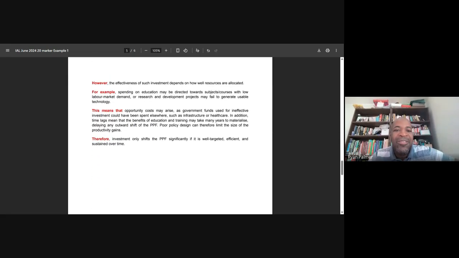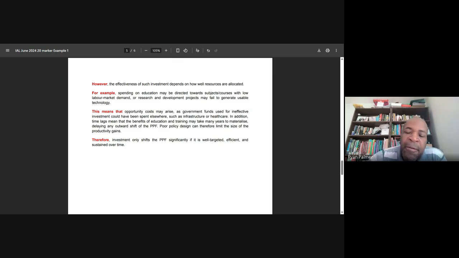Our evaluation. However, and again, notice the consistency of our signposting. So however is our transition word into evaluation. However, the effectiveness of such investment depends on how well resources are allocated. So now we're criticizing or critiquing the effectiveness of government intervention in the economy, i.e., does the government know what it is doing? Is it targeting its spending in an appropriate way? And is there a sufficient amount of spending? Is the spending sustainable? All of these questions must be brought to bear, all right, for consideration.